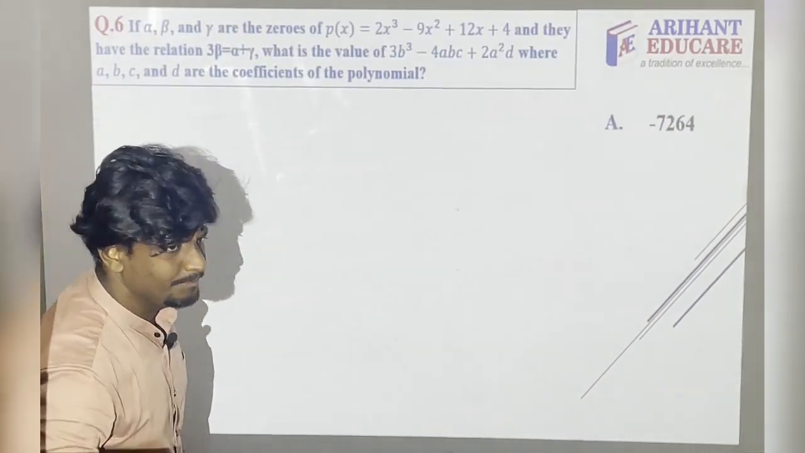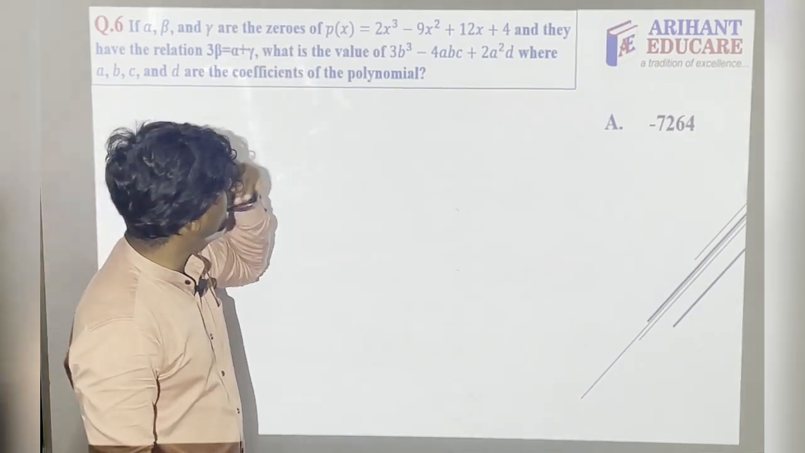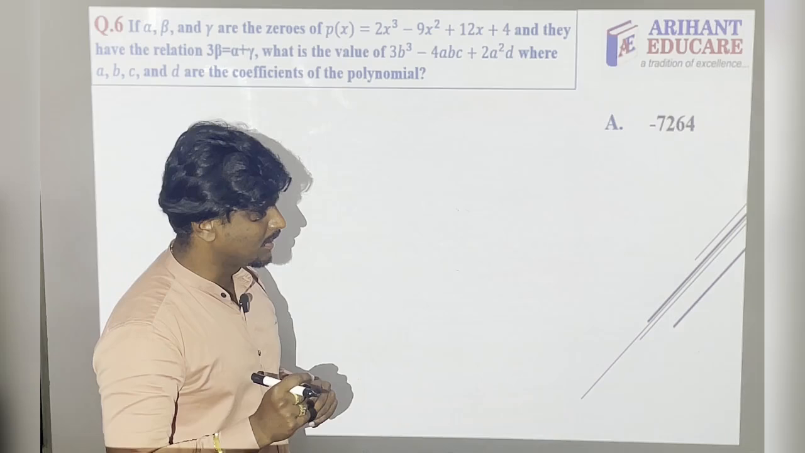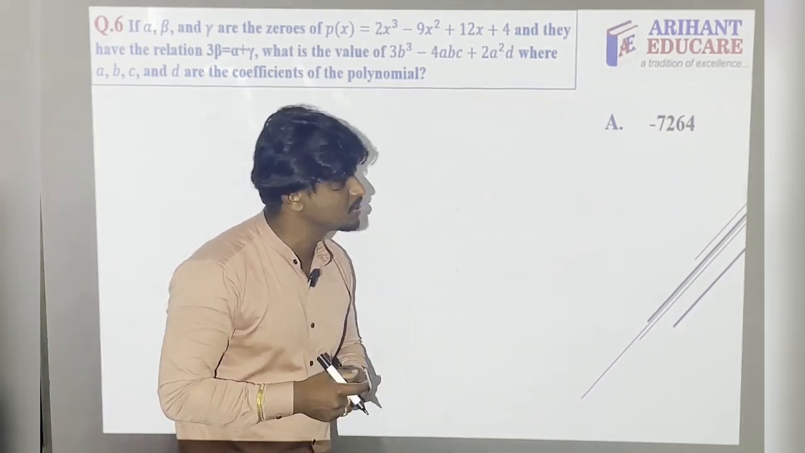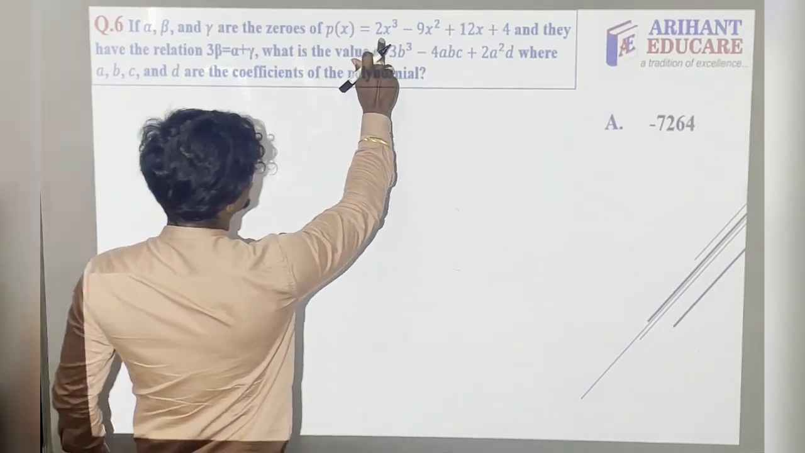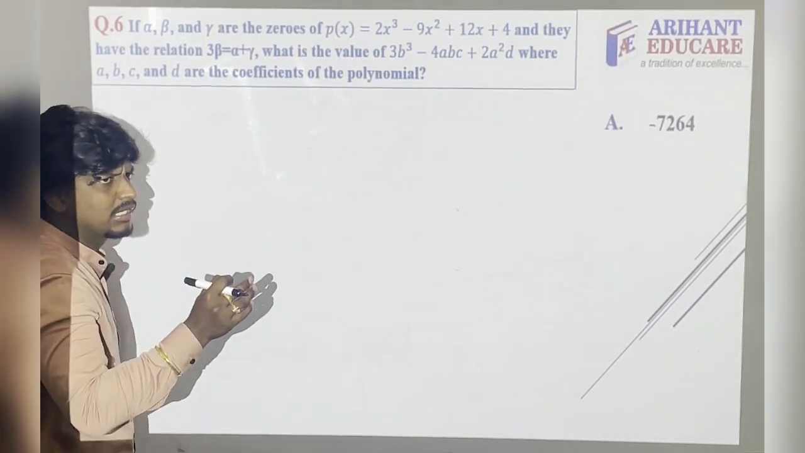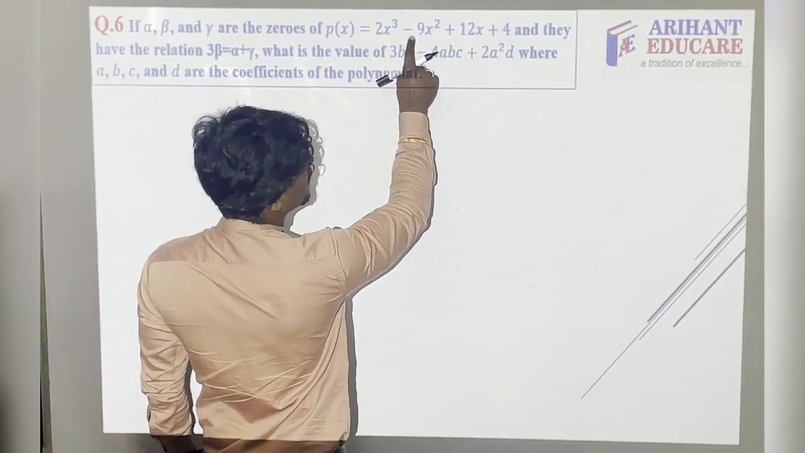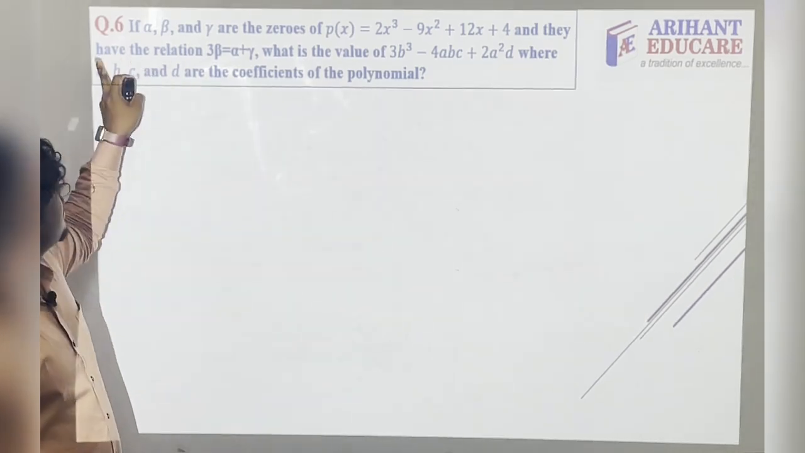Okay, 6th one, it says, if alpha, beta and gamma are the zeros of p of x, which is a cubic polynomial. Okay, I know it might not be for examination point of view, but there are certain questions which you need to know. 2x cube minus 9x square plus 12x plus 4. Let's do it fatafat. The standard form of a cubic polynomial is ax cube plus bx square plus cx plus d. In short, one more variable. And they have the relation.